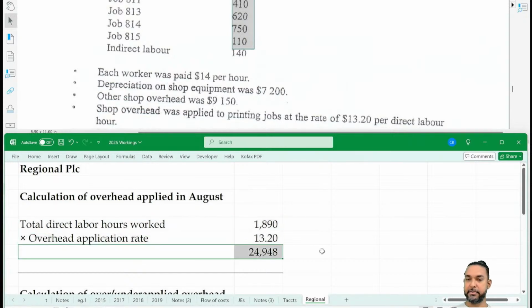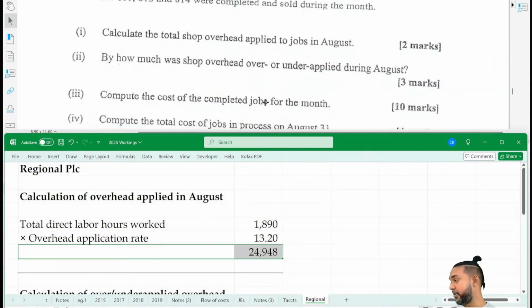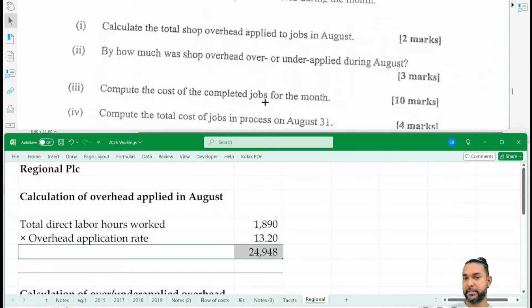Right? So that there is the overheads applied in August, right? And that's what they asked us to do initially. Now, I know we only have about a minute and a half again, right? So I'm going to ask you to just bear with me for a couple minutes thereafter, right?